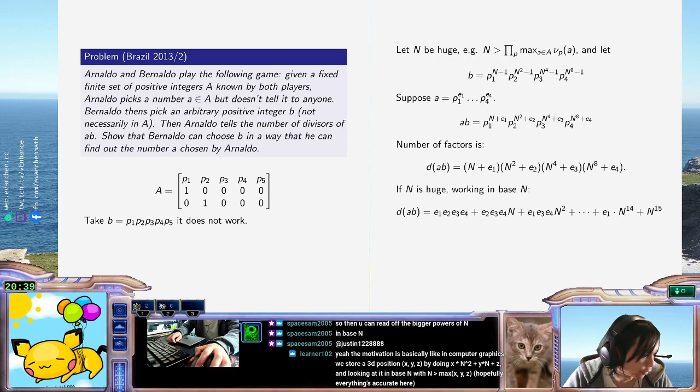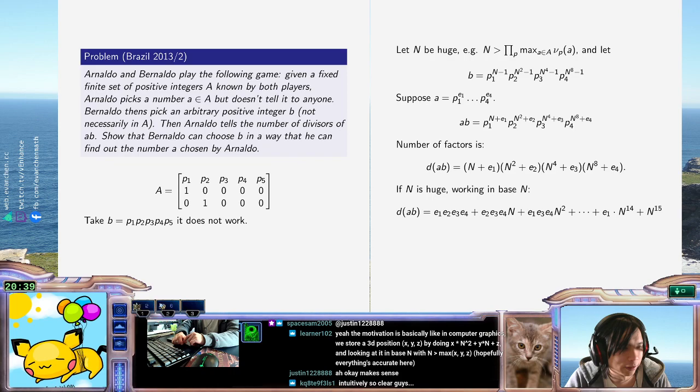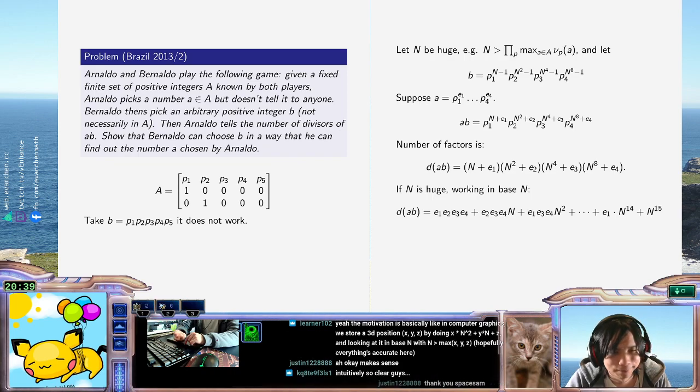In computer graphics, we store a 3D... Oh man, that's funny. Okay, see, this is why I picked the Brazil problem, because honestly, the problem statement just kind of looked like it should be quick. I don't know.